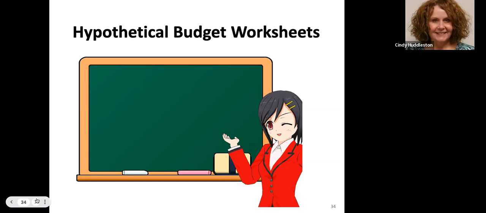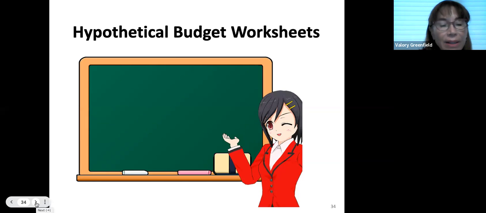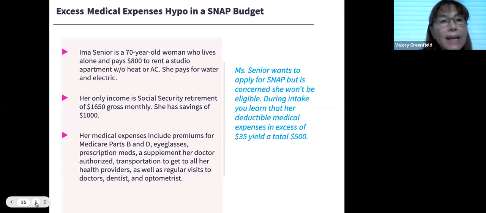So now, Val, let me give this back to you to work through the food assistance budget worksheet. And then she's going to show you, kind of in real time, how DCF calculates benefits and how you can too. Thank you, Cindy. Next slide. Let's look at our first hypothetical. Now, these are in the chat.